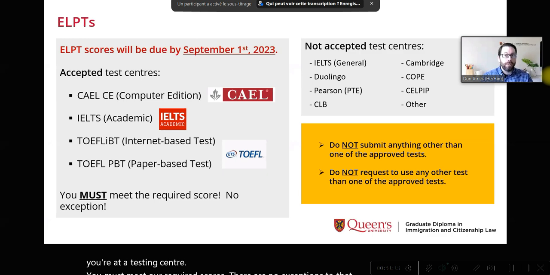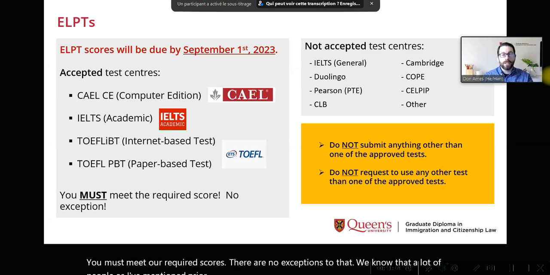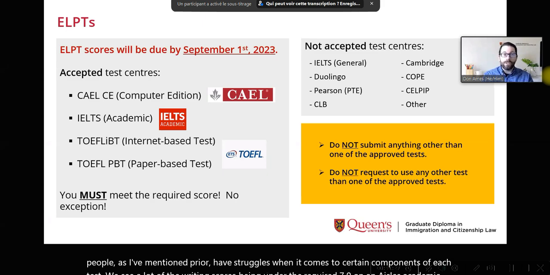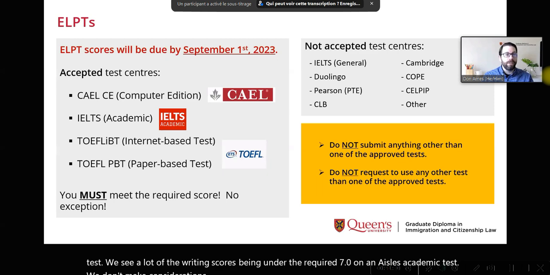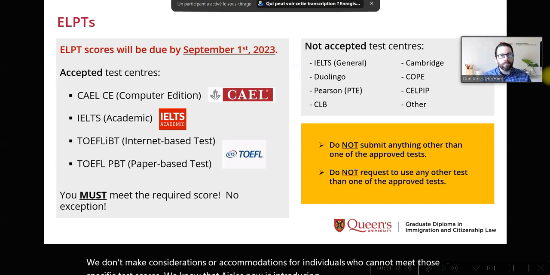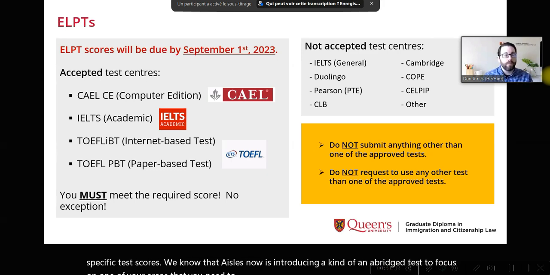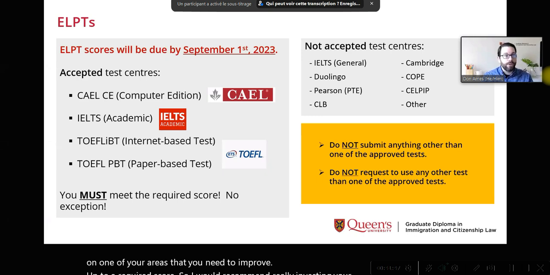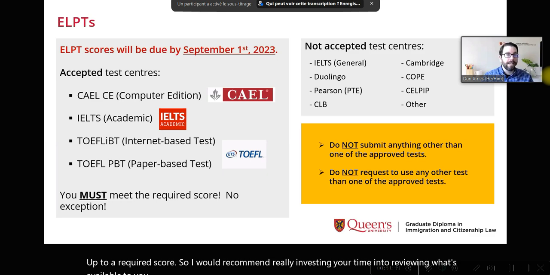We know that a lot of people, as I've mentioned prior, have struggles when it comes to certain components of each test. We see a lot of the writing scores being under the required 7.0 on an IELTS academic test. We don't make considerations or accommodations for individuals who cannot meet those specific test scores. We know that IELTS now is introducing an abridged test to focus on one of your areas that you need to improve up to a required score. So I would recommend really investing your time into reviewing what's available to you and selecting the right test for you.